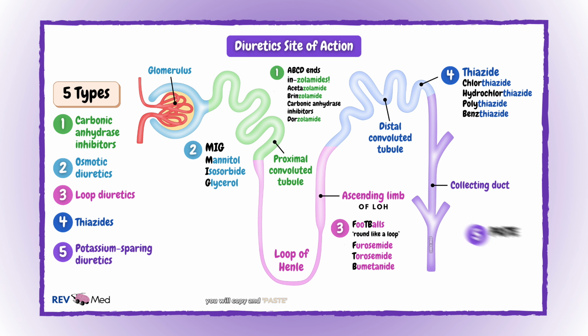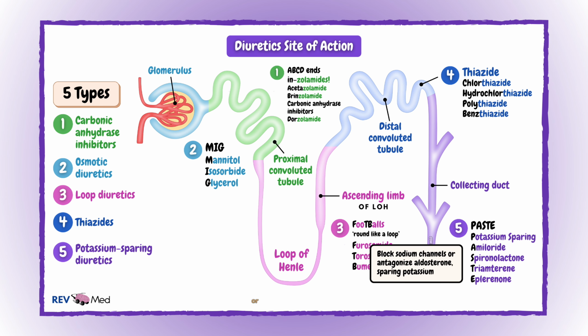You will copy and paste this mnemonic into your brain. P for potassium sparing, A for amiloride, S for spironolactone, T for triamterene, and you have E for eplerenone. These guys either block sodium channels or antagonize aldosterone, sparing potassium.